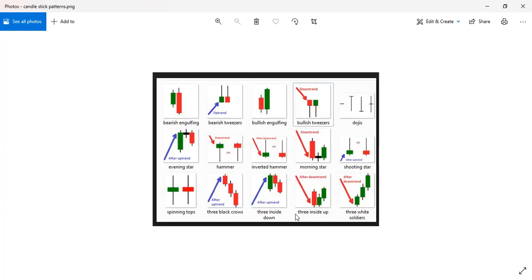Okay, but we have hammer. So this is what I'm trying to explain. This is hammer. Let me explain what it is. Anywhere you find something like this, it is called a hanging man. Something like this, a bearish candle like this, is called the hanging man when it appears in an uptrend. Let me show you what I'm talking about.